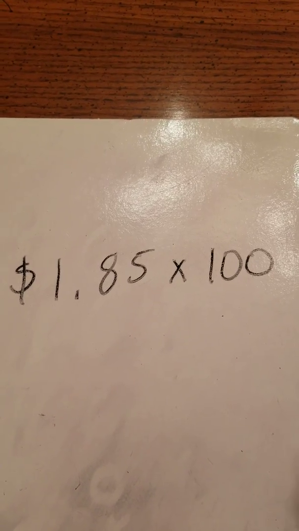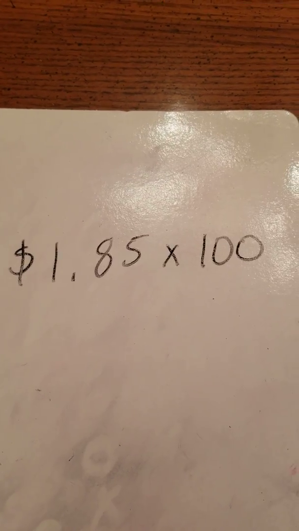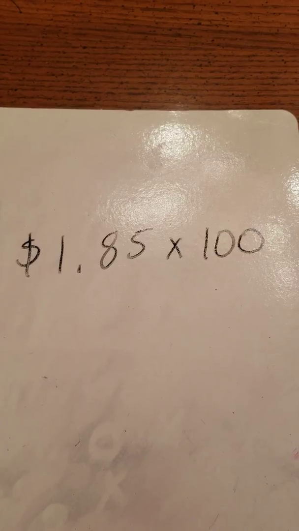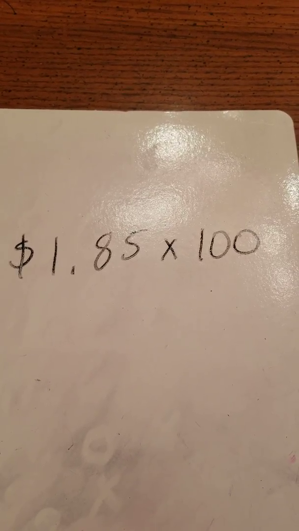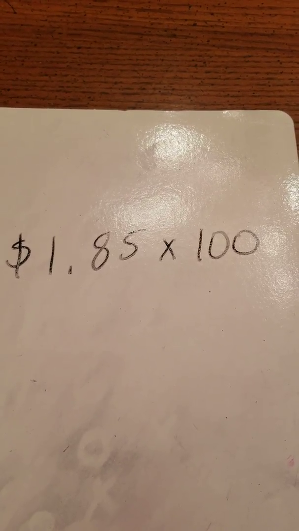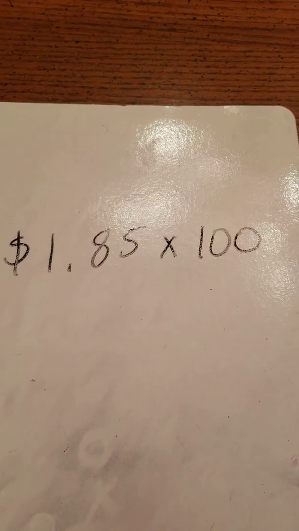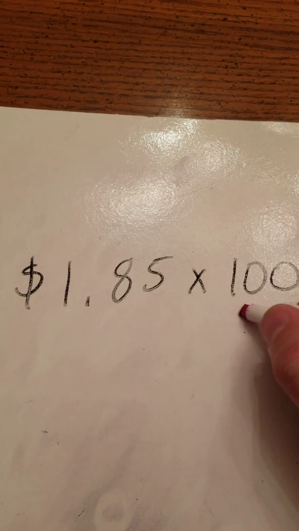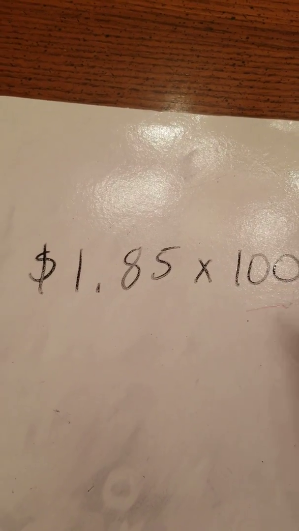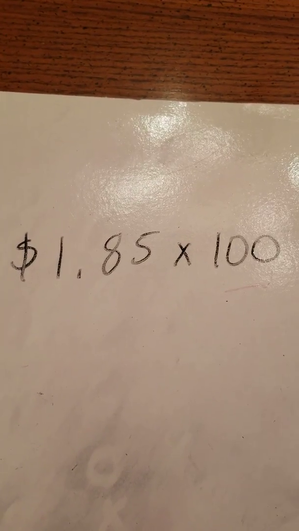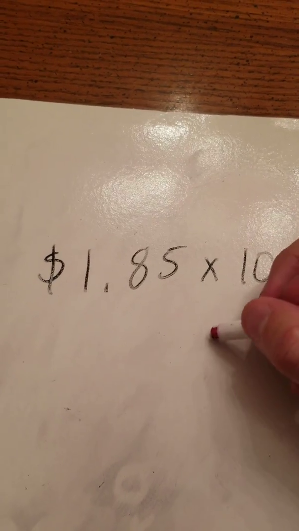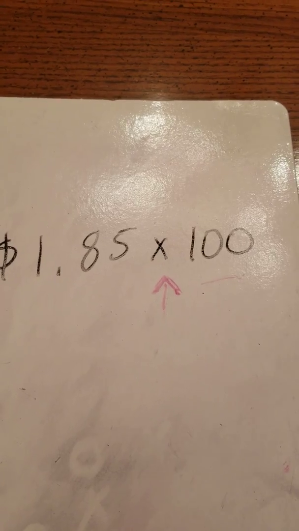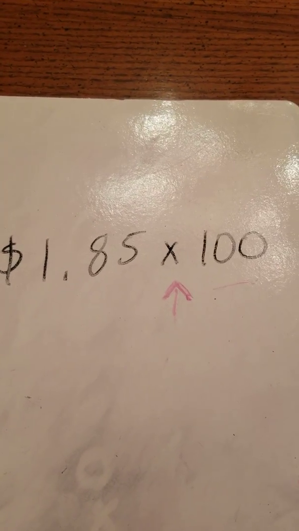For number 13, we have $1.85 that he earns every day times 100 days. When I see this, I automatically see a decimal. And we know so far in 5th grade that when we see a decimal, we just have to move it. The 100 is a power of 10. We have a 1 followed by 2 zeros, which means we're going to move the decimal 2 spots to the right. The reason why we're moving it to the right is we're multiplying, and so our number is going to get bigger.